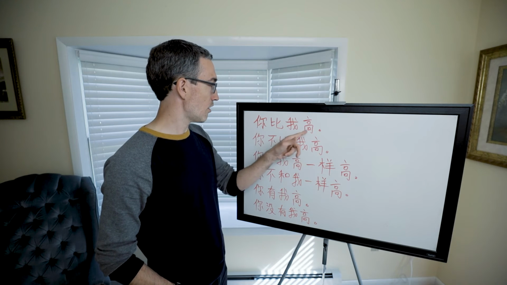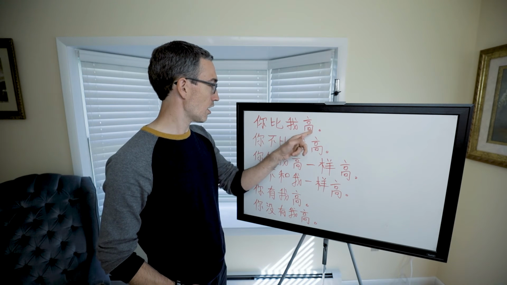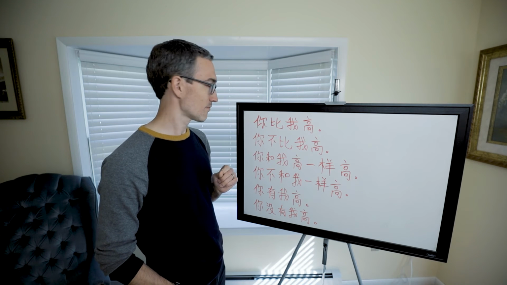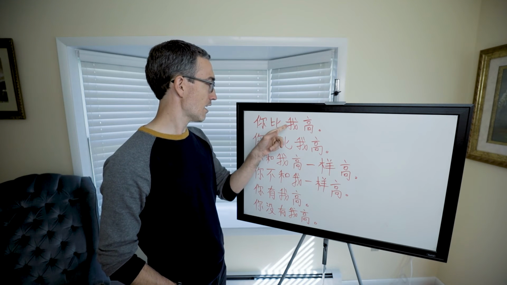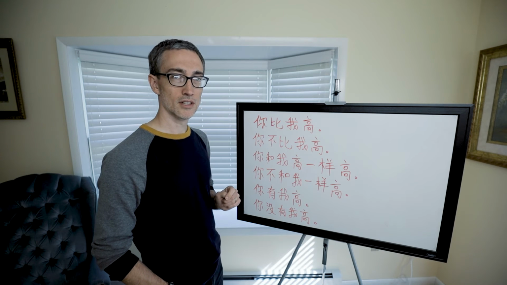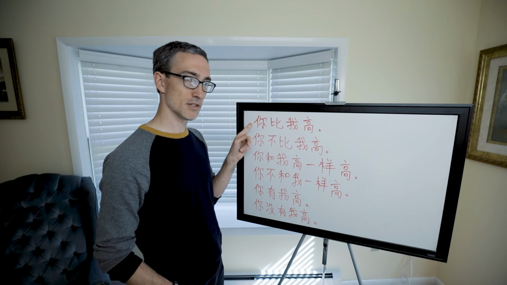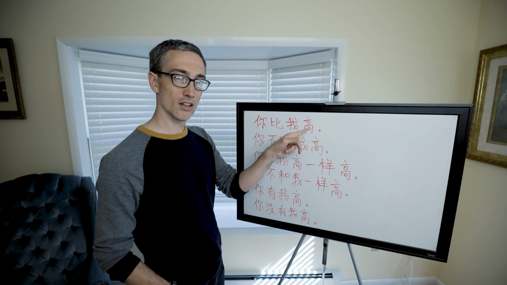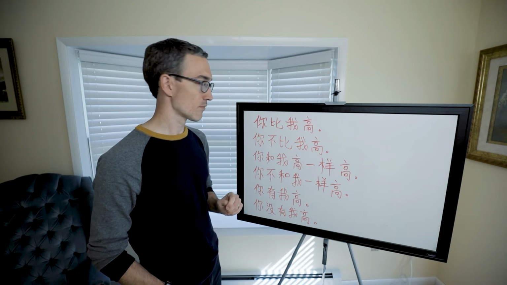你比我高, 你比我高. So this, what is it? Can you translate that into English? You, be, I, tall. You, the subject of the sentence, 比我, compared to me, tall. So you are taller than me.